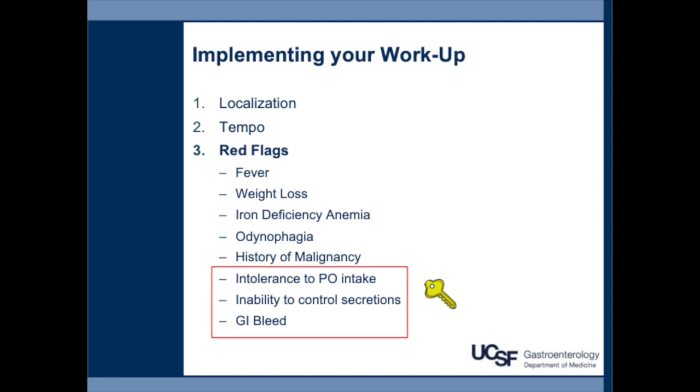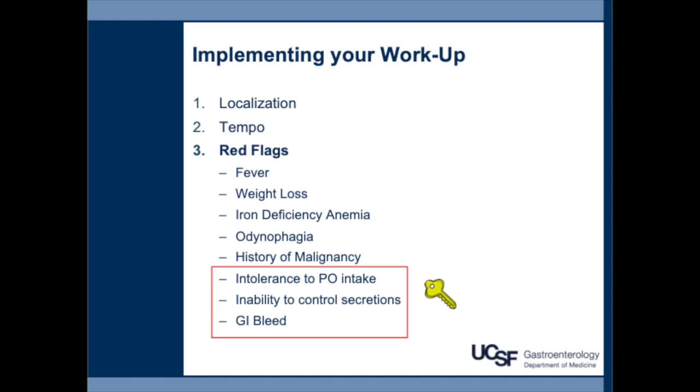This can help GI risk stratify how quickly to schedule an EGD as the first step in diagnostics. The red flags listed here are important to identify and convey to your GI colleagues. These include fever, weight loss, iron deficiency anemia, odynophagia, and history of malignancy. I'll point attention to the 3 in this red box, however.